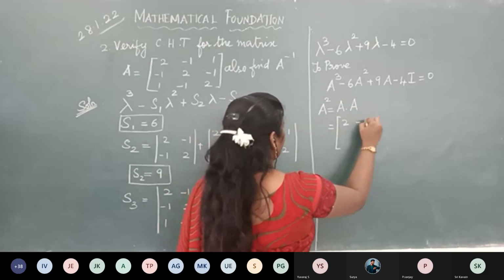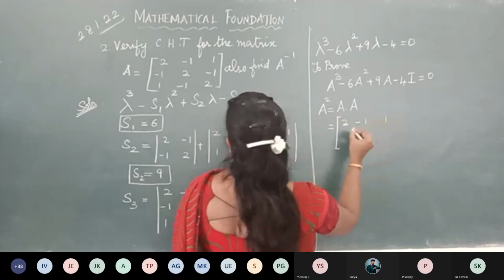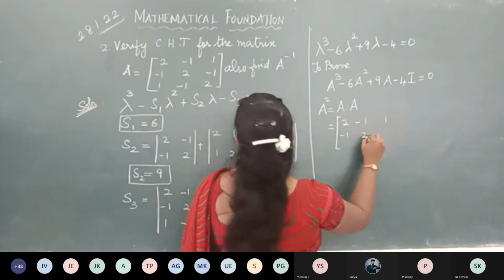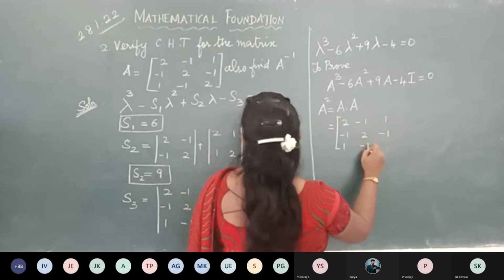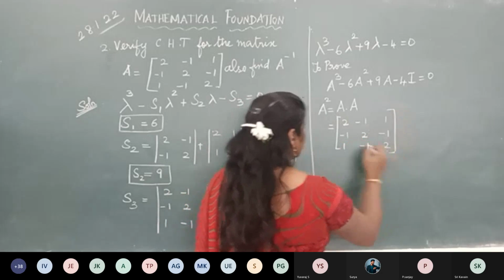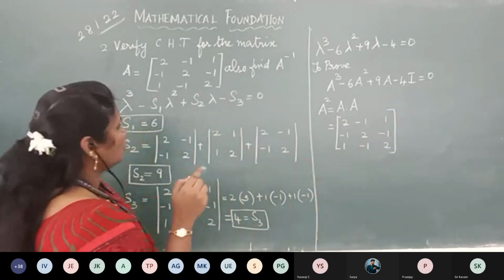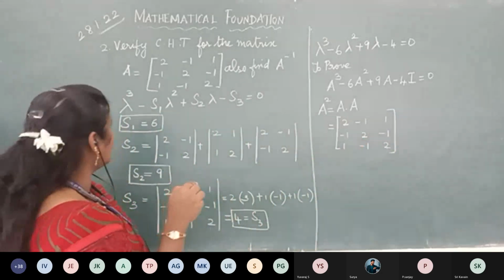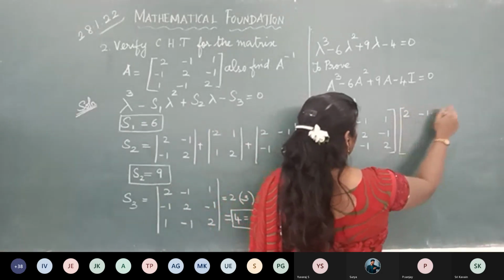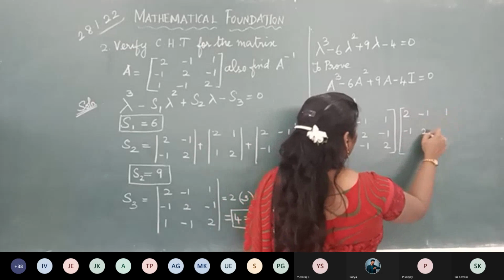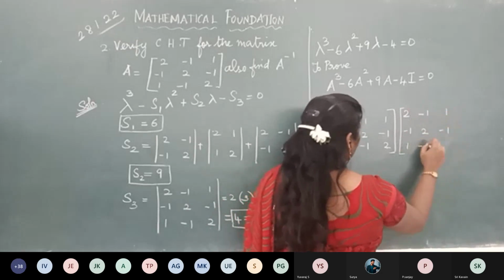The matrix is 2, minus 1, 1; minus 1, 2, minus 1; 1, minus 1, 2. You're going to multiply this 2 times: 2, minus 1, 1; minus 1, 2, minus 1; 1, minus 1, 2.